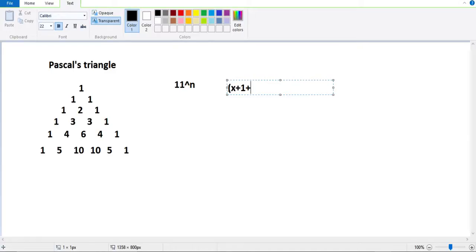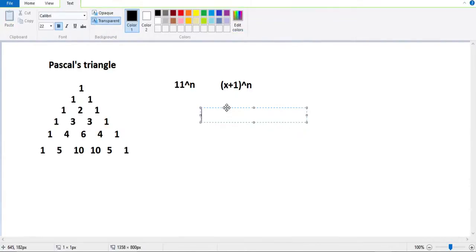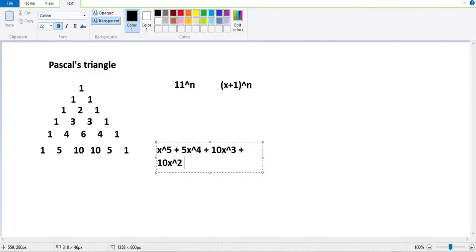Okay, so this comes up in 11 to the n, and it also comes up in (x plus 1) to the n. So this is going to be the multiplier of the terms, basically. So (x plus 1) to the 5 is going to be x to the 5, plus 5x to the 4, plus 10x to the 3, plus 10x squared, plus 5x, plus 1. So this is very useful, as you can see.